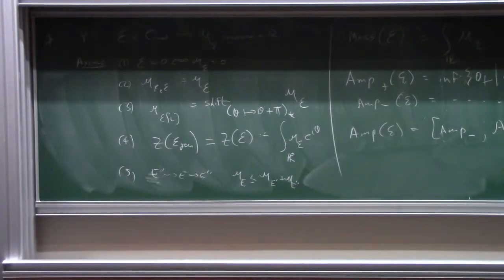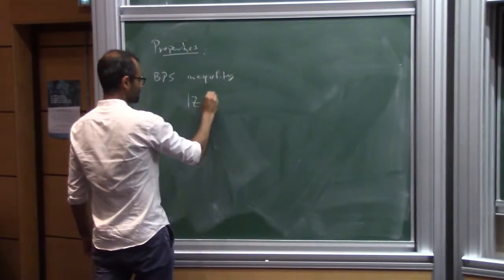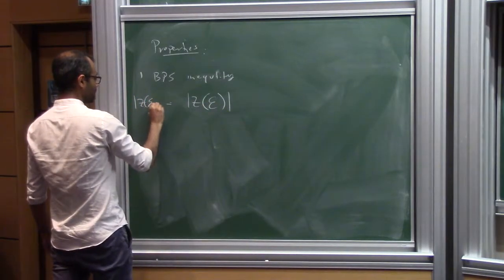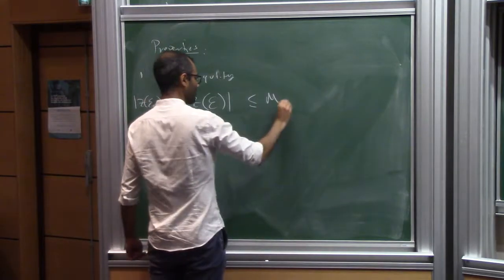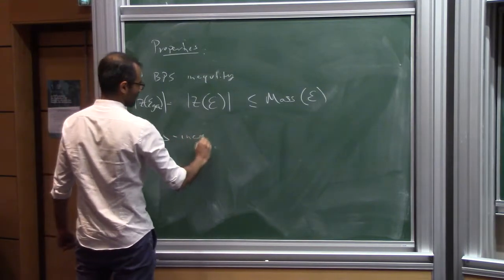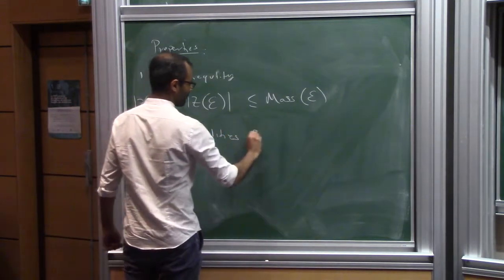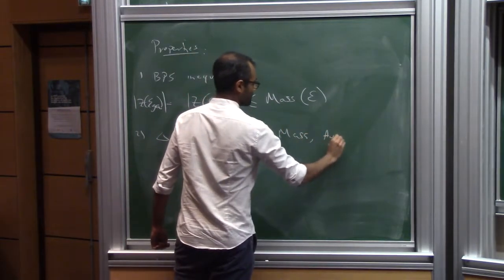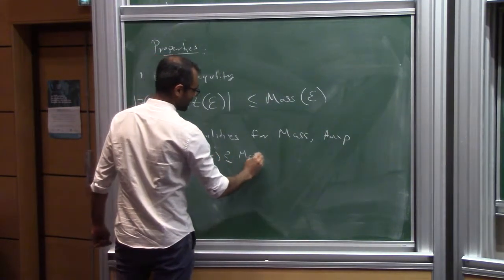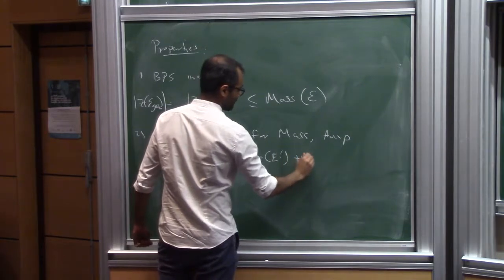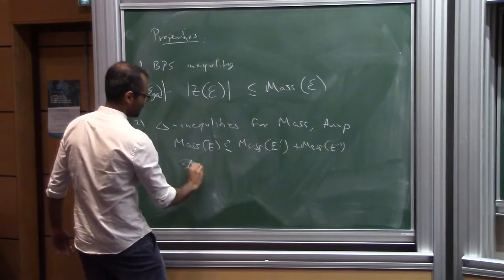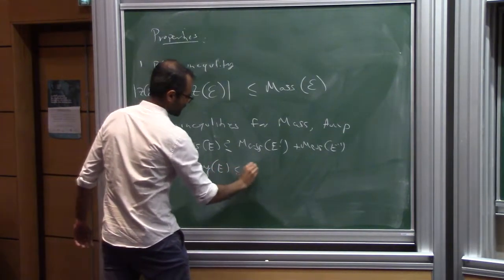So then you have a BPS inequality which says that the absolute value of the central charge of an object, which is a purely topological thing by the other axiom, so this depends only on, doesn't depend on the metric, should be less than or equal to the mass of E. And you have triangle inequalities for mass and amplitude. Let's say that if you have an exact triangle, then the mass of E is less than or equal to the sum of the masses, and the amplitude of E is less than or equal to the amplitude.